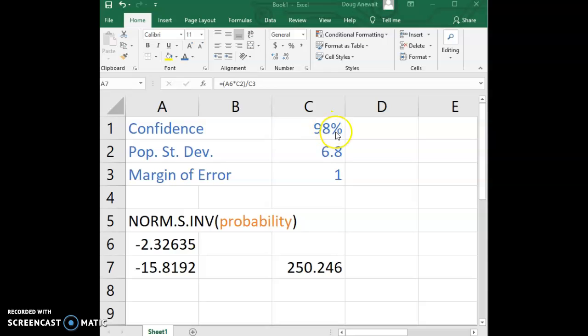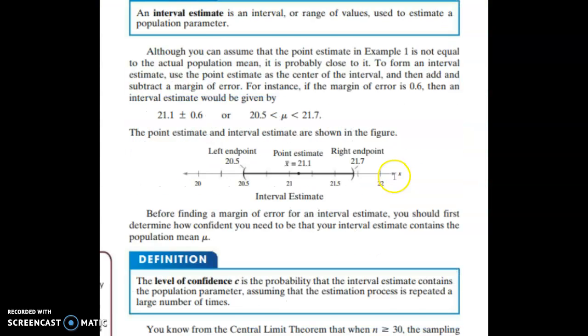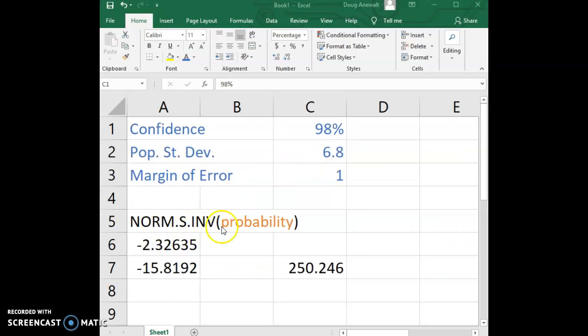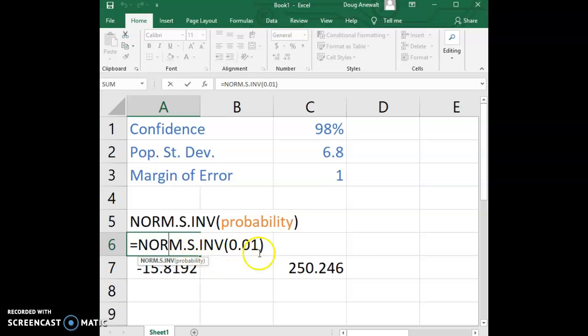So first we need to find that critical value. 98% level of confidence means we want to find critical values that have 98% of the normal distribution in between them, which would then leave 2% of the distribution to be in the tails, split between two tails. That means there would be 1% in each of the tails for a total of 2%, with 98% in between our critical values. So we need the critical value that's going to leave 1% in the tail, norm.s.inv with 1% in the tail of the normal distribution, and we'll get the critical value here in Excel.